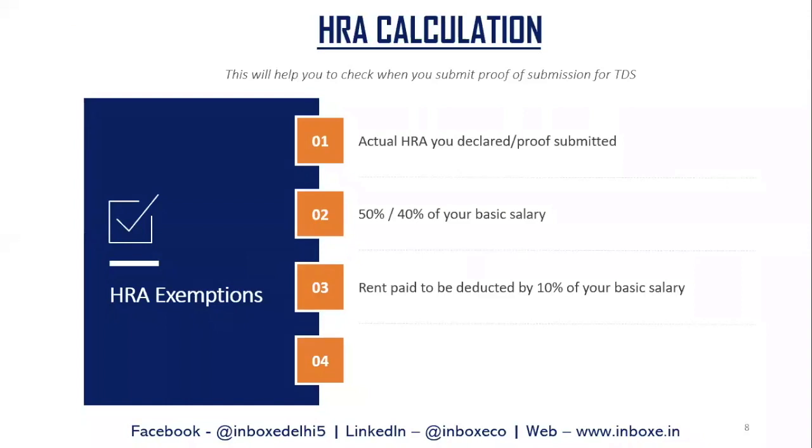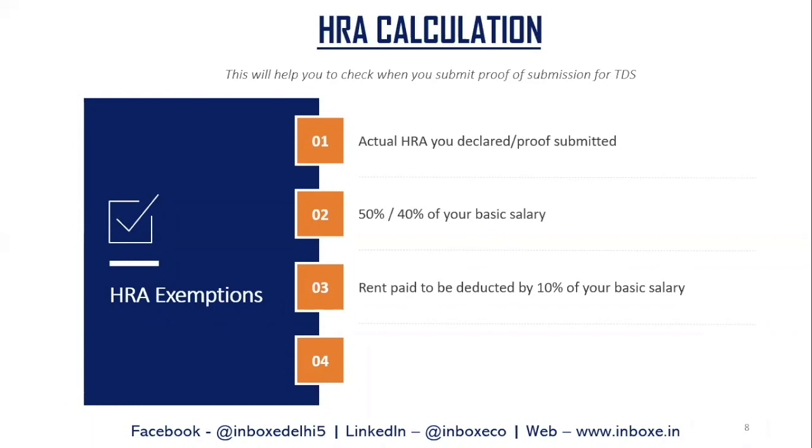The first point was the actual HRA, which we have declared or submitted as a proof. Second one will be 50 or 40% of your basic salary, which means based on the cities in which you are staying. For Delhi, it will be 50%. For Gurgaon, it will be 40%. And the third point will be the rent which the employee has paid, less 10% of your basic salary. So that is the amount you'll be getting.